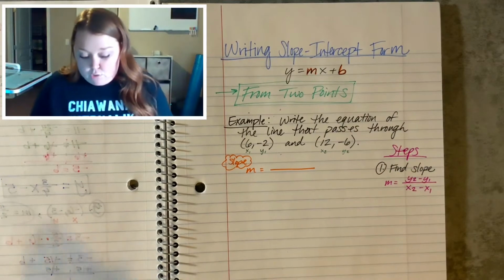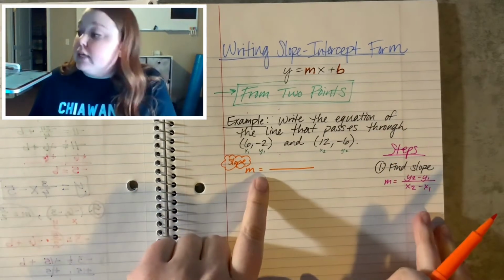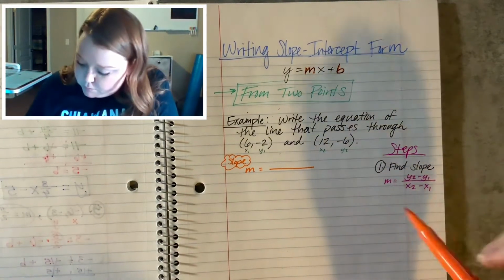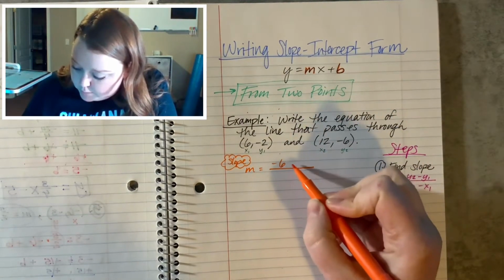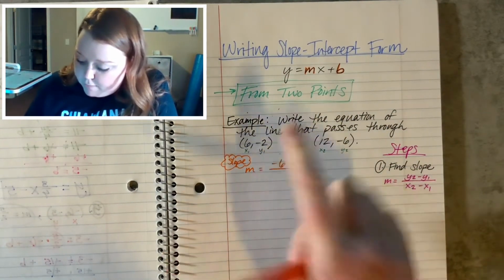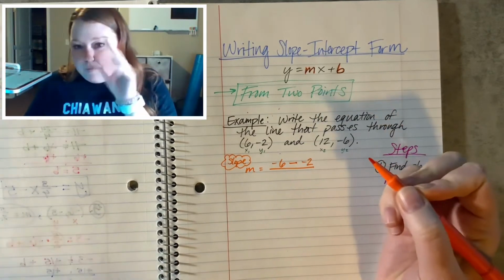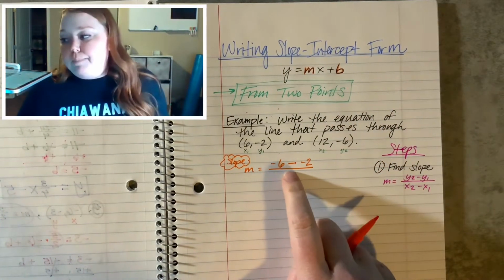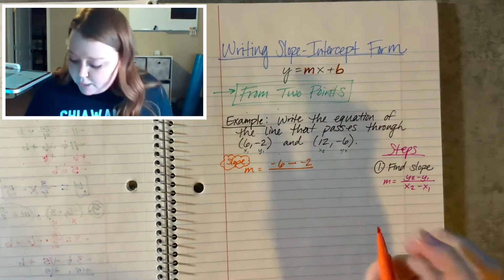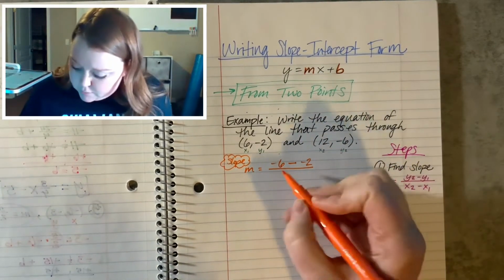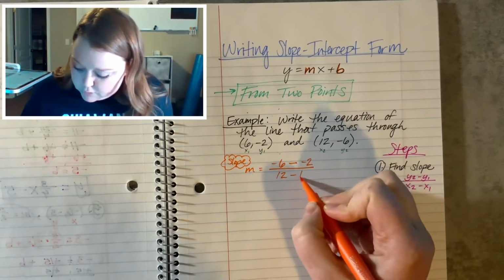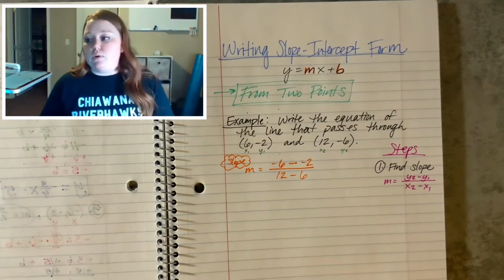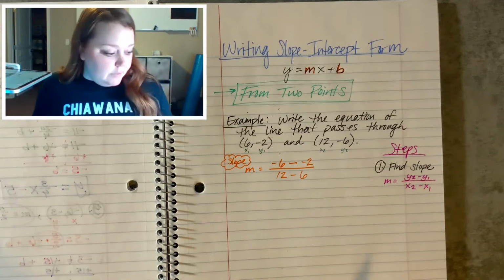If we plug in the points correctly, I'm taking the second y value, which is -6, and I'm subtracting the first y value, which is -2. Some of you are still forgetting to show that 2 is negative. So on top, you should have -6 minus -2. On the bottom, you take your second x value, you subtract your first x value. So 12 minus 6 would go on the bottom. So set that up if you haven't already.